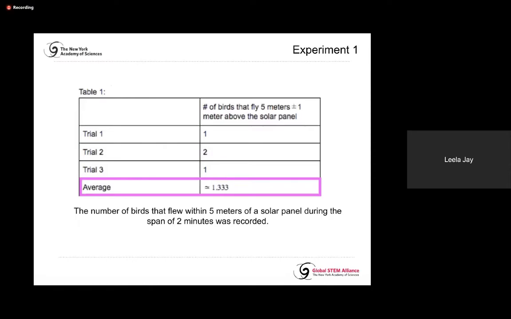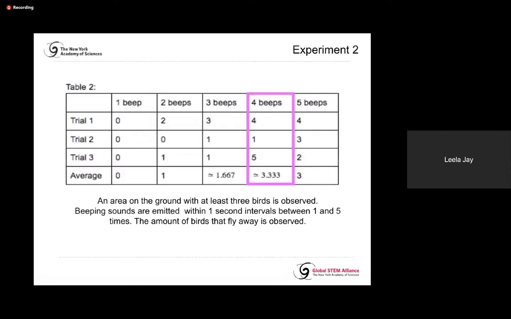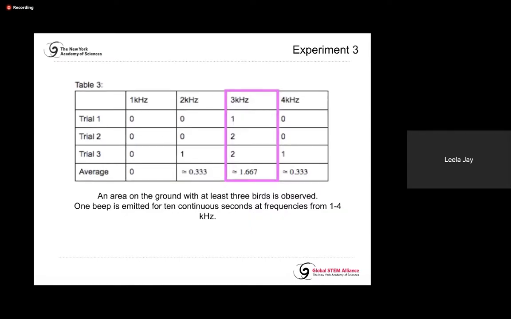Thank you. Okay, so in the first experiment, we figured out that the number of birds that flew within 5 meters of a solar panel, on average, was 1.33 birds in a span of 2 minutes. For the second experiment, we found out that 4 beeps emitted at 1-second intervals were the most effective, and on average, 3.33 birds flew away. The third experiment showed that 1 beep emitted for 10 continuous seconds at a frequency of 3 kilohertz was the most effective, and on average, 1.667 birds flew away.